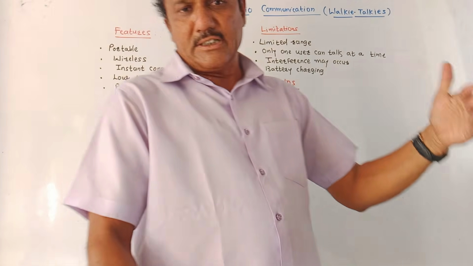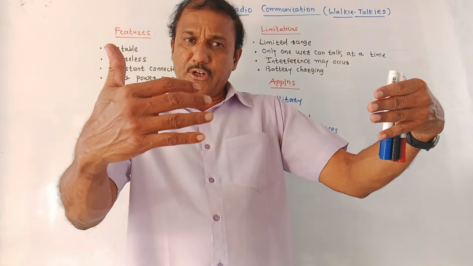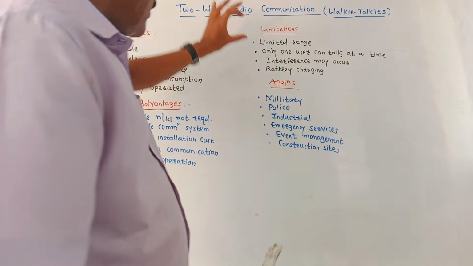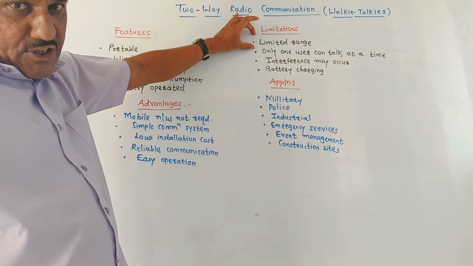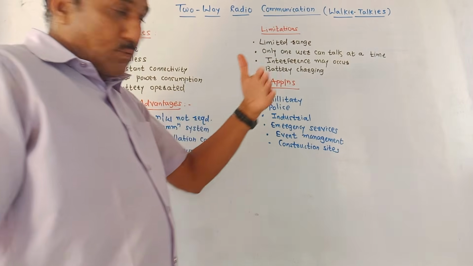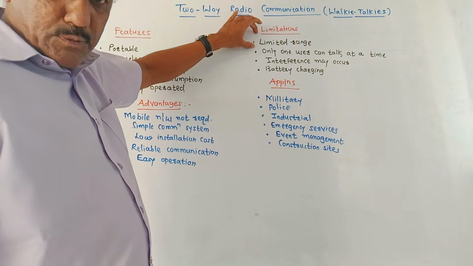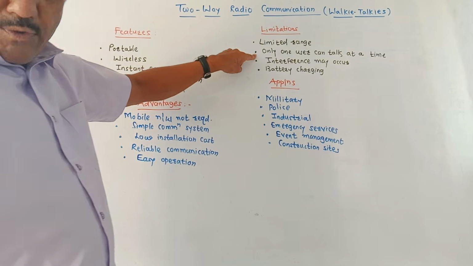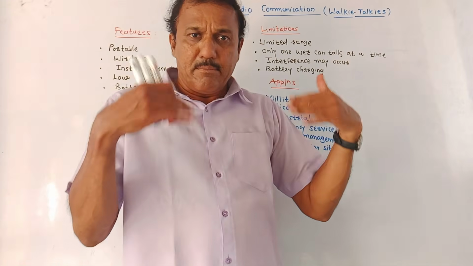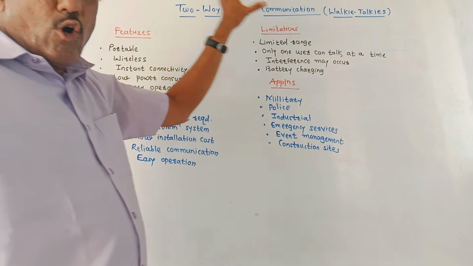Then some important limitations. As we discussed, the major limitation is it is a two directional communication, but at a time only one person can talk, can speak. So first limitation is a limited range. Like other types of communication system which usually take place through the free space, which we call a wireless system, the range is large. But here in this case, this is for limited range. Then as we discussed, only one user can talk at a time. Then interference may occur in many systems, and the battery charging is required because it is a battery operated device.